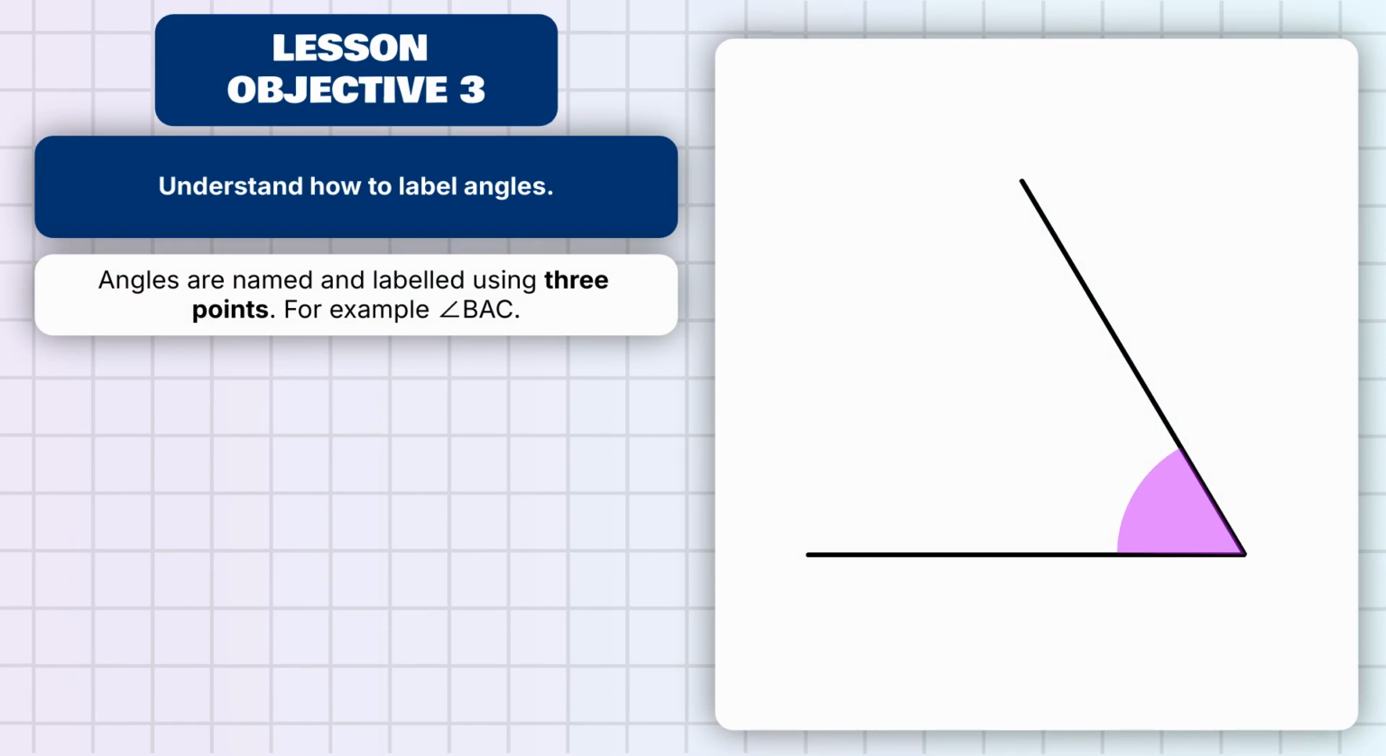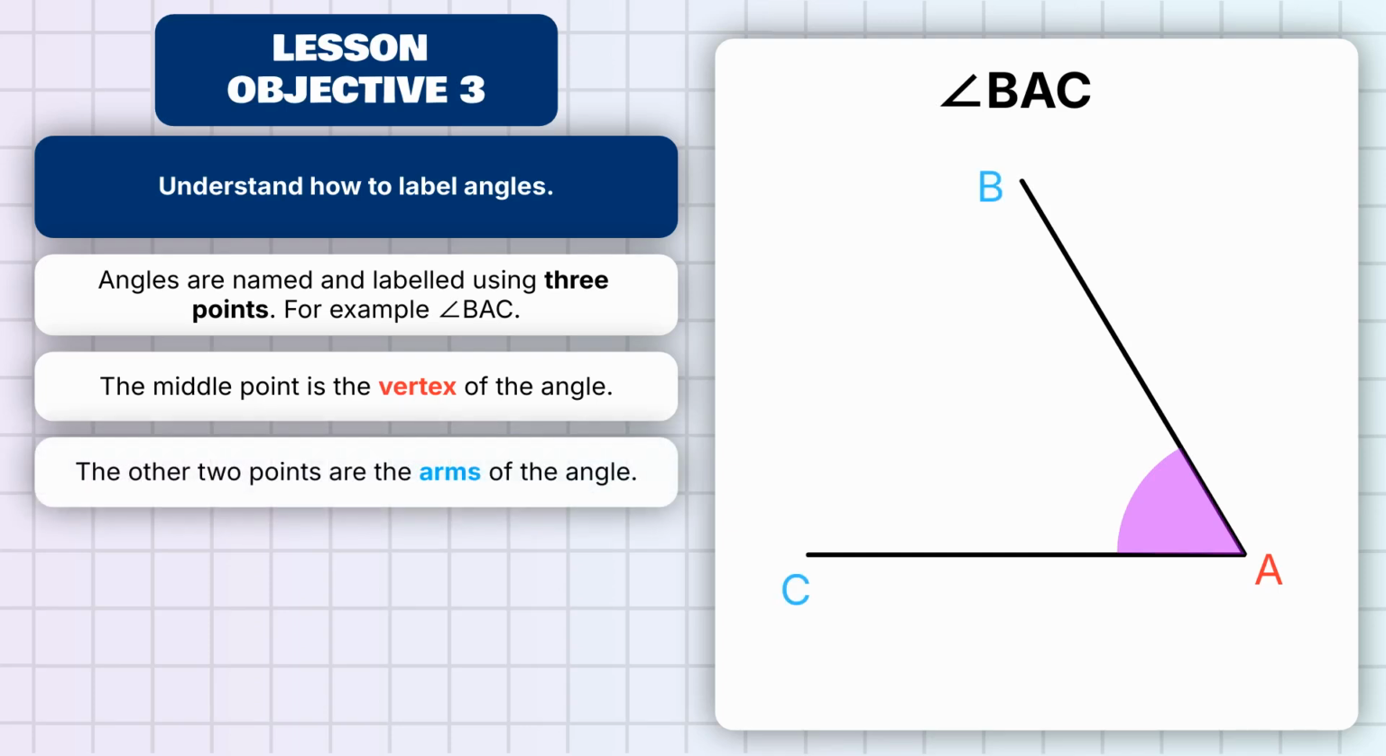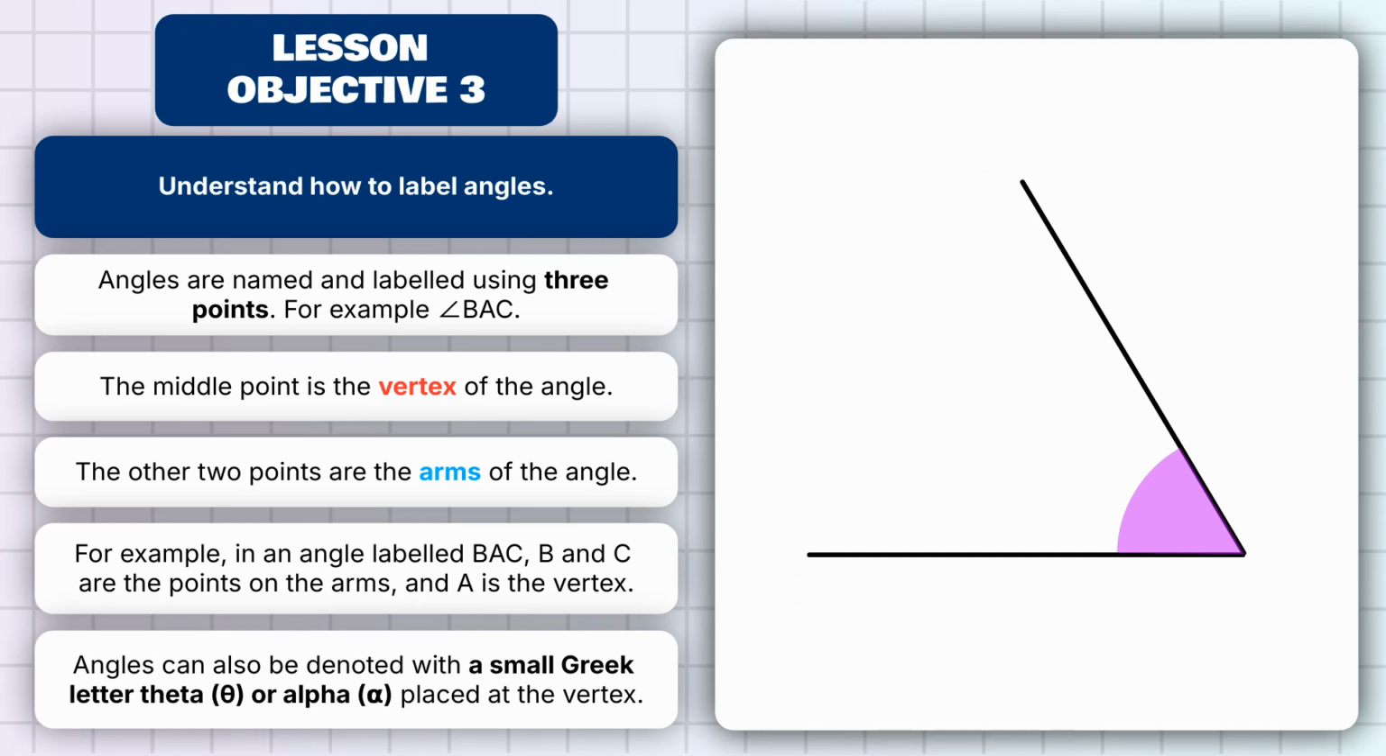Angles are named and labeled by using 3 points. The angle shown here can be labeled angle BAC. The middle point is the vertex of the angle, and the other 2 points are on the arms of the angle. The name is always written with the vertex point in the middle. For example, in this angle labeled BAC, B and C are points on the arms, and A, which is in the middle, is the vertex. Angles can also be denoted with a small Greek letter theta or alternatively alpha placed at the vertex.